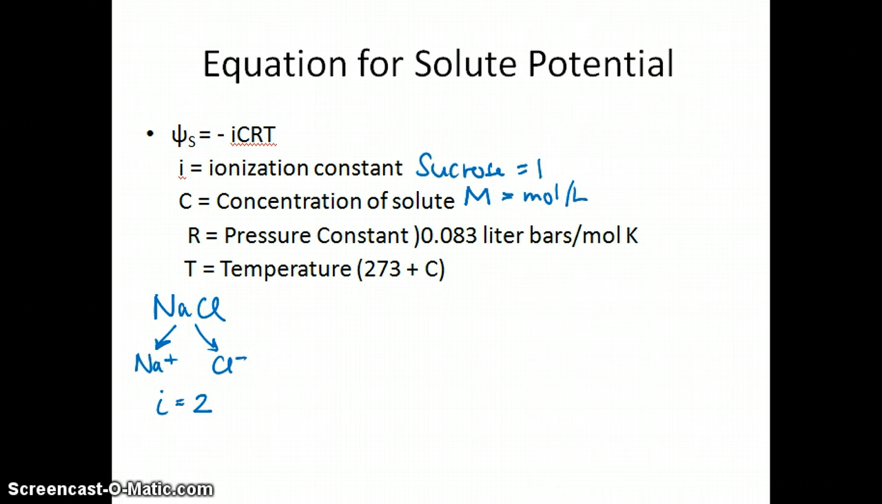All right. So you should be able to figure out the solute potential for your solutions. If I was to give you any solution concentration, you should be able to figure out the solute potential.